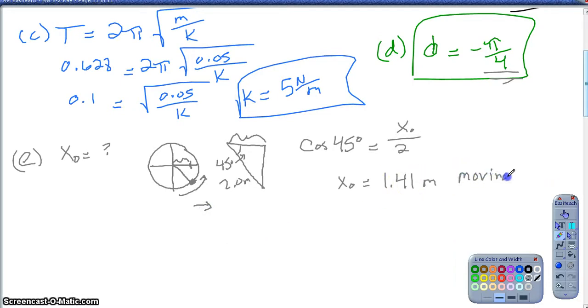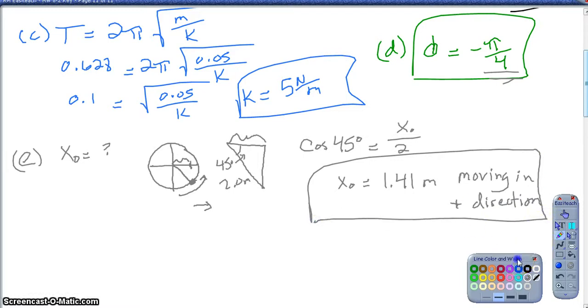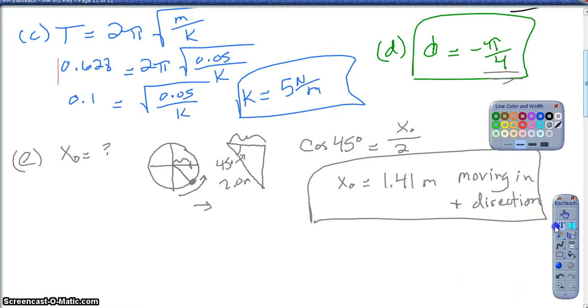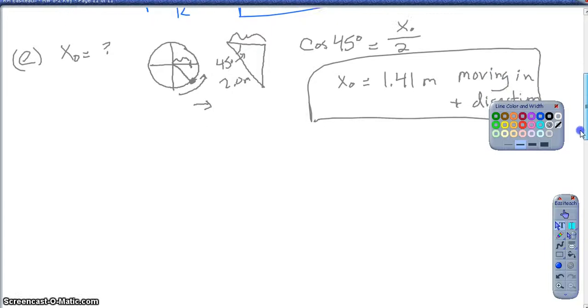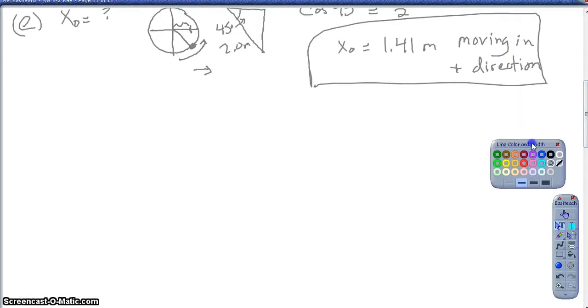Okay, so it's at that position and moving in the positive direction, right? So those are the initial conditions I want you to identify. If you also wanted to find the initial velocity and the initial acceleration, you definitely could, right? You would just have to set up a velocity and acceleration function and then plug in the time. Again, I won't make us do that for this part, but if you wanted to practice that, that would certainly be something you could do.